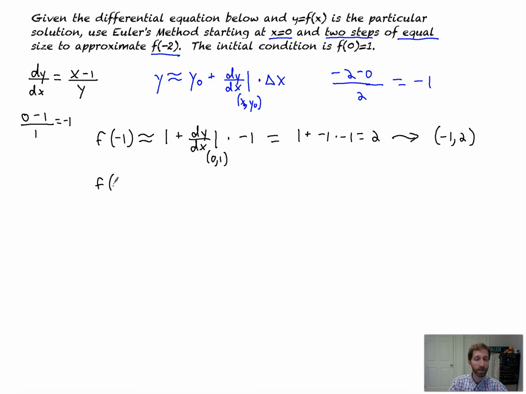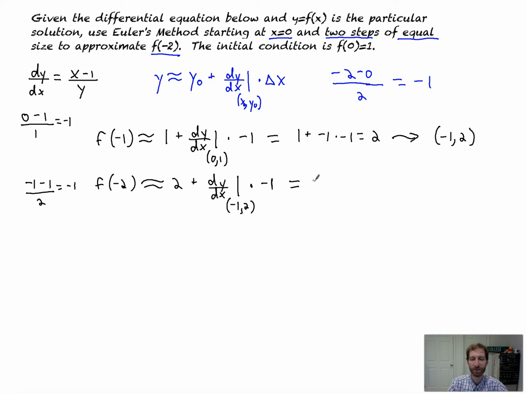So how do we get to f of -2? We do it again. Nice. So we're going to start at the value of 2 plus dy dx at the point that we are now currently, -1 comma 2, and we're going to multiply that by delta x, which is -1. And now we plug into the derivative again. So that's -1, 2. Don't let this notation scare you. It's not that bad. -1 comma 2, we plug it into here. So dy dx would be -1 minus 1, x minus 1, all over 2, which again is -1.